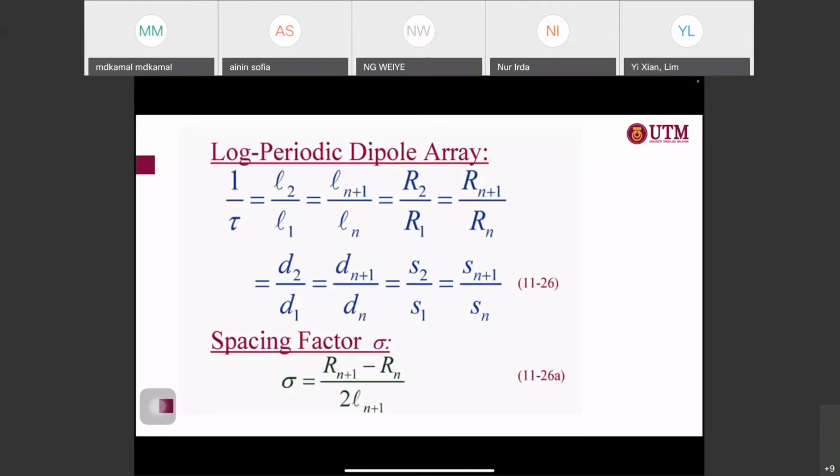As you can see, the most important thing here is your tau. Tau is your scaling factor. How do we get the tau here? Tau here is a scaling factor. L is the length, R is the distance from the apex, D is the distance, this is the spacing. The spacing factor also, I will show you how we get the spacing factor.